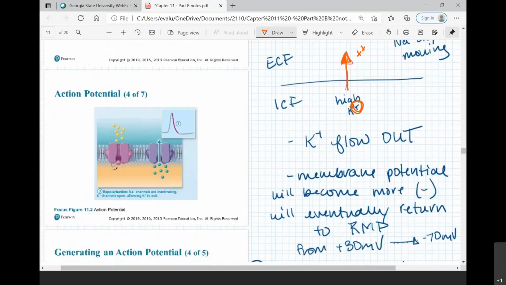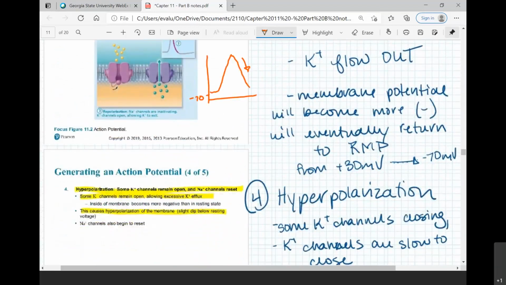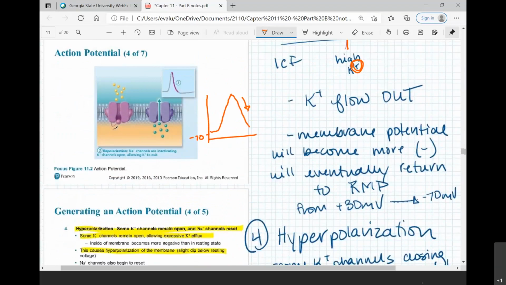And as we become more negative, here's our little graph over here. We've done this, we've done this. Now we're on this downward slope here. We are becoming more negative. And eventually it will go all the way down until you hit that baseline, that resting membrane potential of negative 70. So basically in the repolarization stage, you go from a positive 30 millivolts to a negative 70 millivolts. Cool.